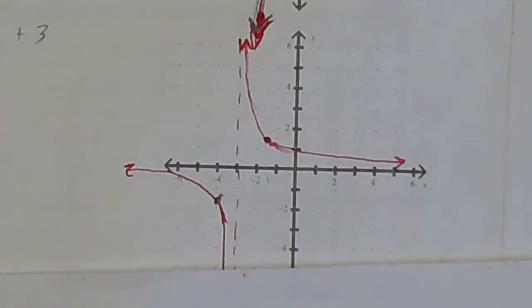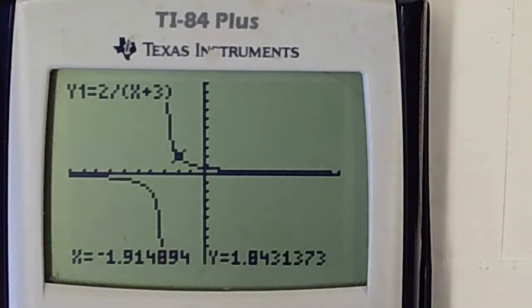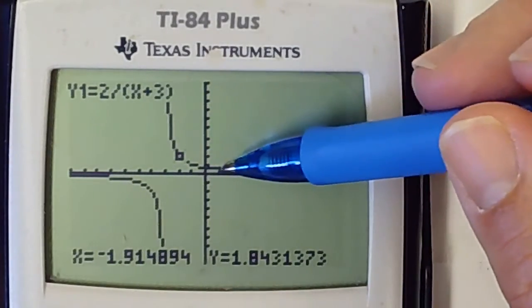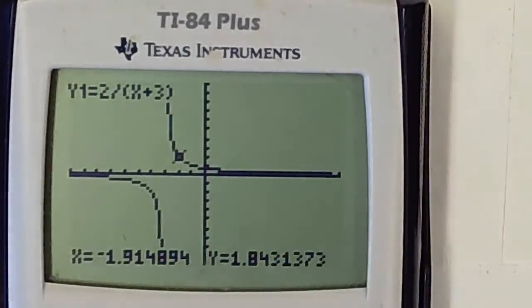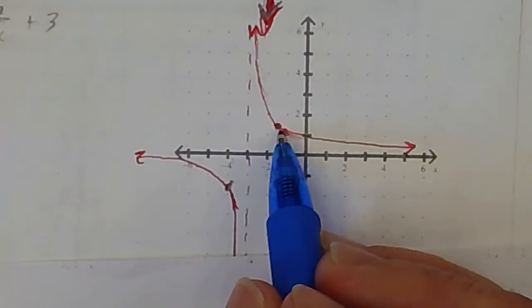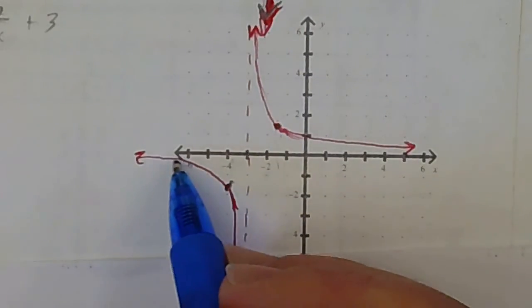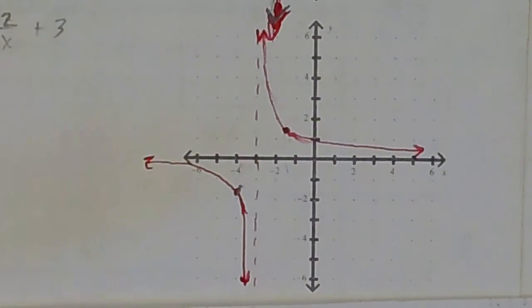All right, and how did I get that point? I just hit the trace feature again, right? I just hit trace, moved it along to find that bend, and then I'm good, because then I know it runs along the VA, the vertical asymptote, and it runs along the x-axis here. So that point was -1.9 and 1.84, and I just estimated that. And then did the same thing down here, and draw these bends along the asymptotes. Okay.